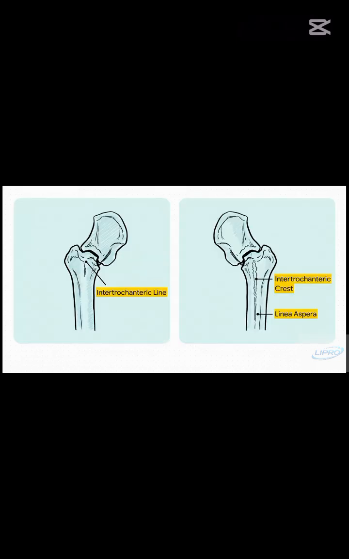Now, let's compare the top part of the femur from the front versus the back. On the anterior or front side, you have the intertrochanteric line. It's a rough ridge connecting the two trochanters. But if you flip it around to the posterior or backside, you'll see the intertrochanteric crest, which is a bit smoother. And also on the back, and this is a really important one to remember, is the Linea aspera. It's this long, prominent ridge that serves as a huge attachment site for many of your major thigh muscles.